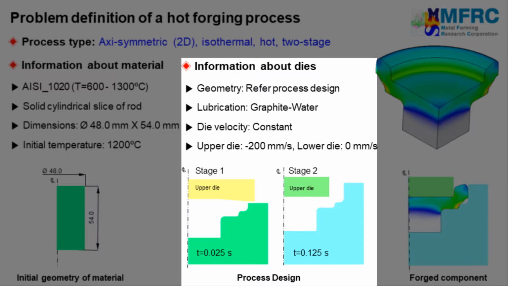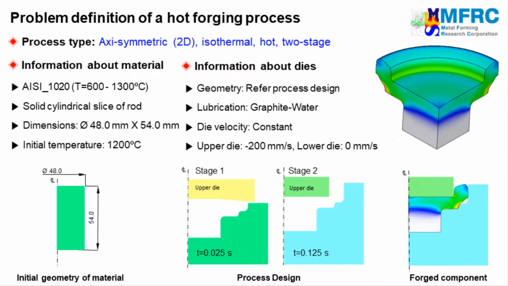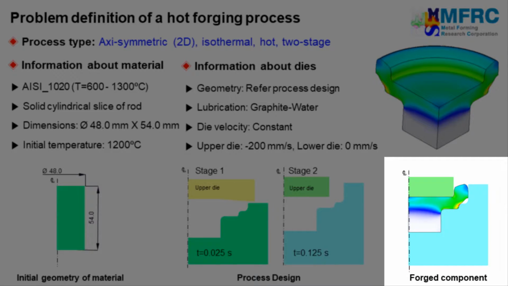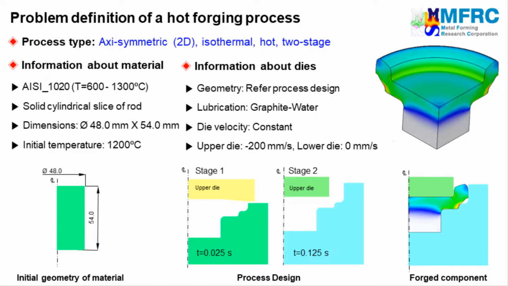Law of Coulomb friction with its frictional coefficient of 0.2 is used as a frictional condition, therefore a corresponding friction formulation will be selected. A constant velocity condition will be used in the simulation. The upper die will move downward with a constant velocity of 200 mm per second and the lower die will remain stationary. The problem definition is complete. The result of the simulation would be a forged component as can be seen on the right side. So now, let's see how we can simulate this process using AFDEX.